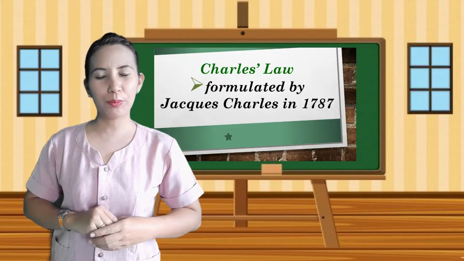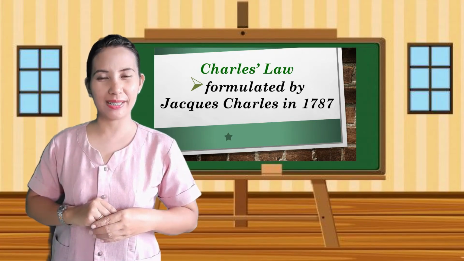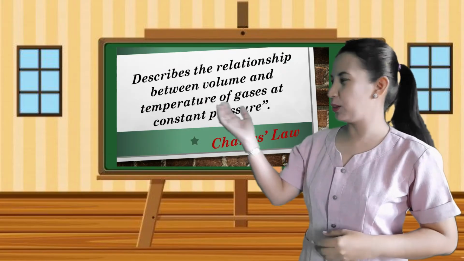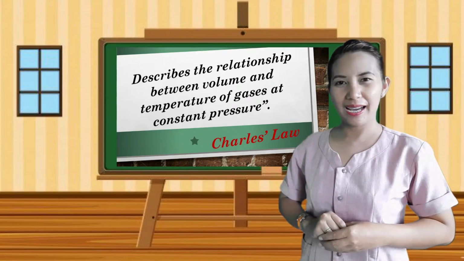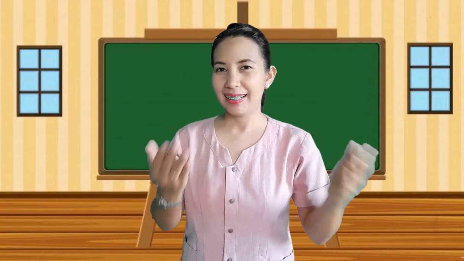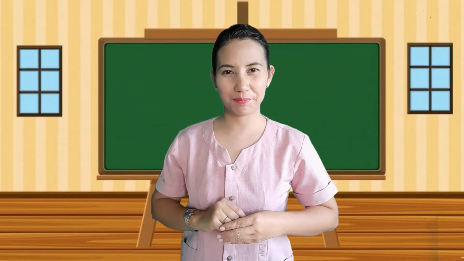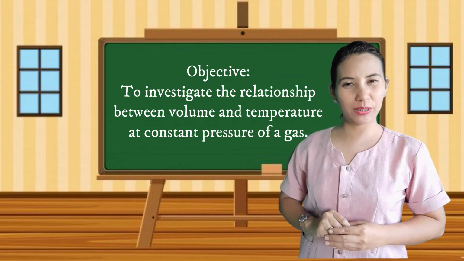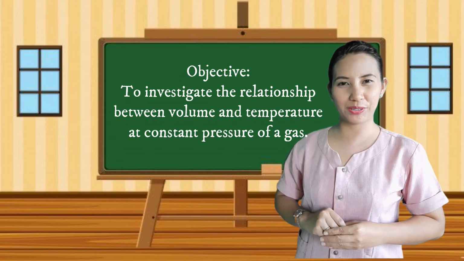This time, we will learn about Charles' law, which was formulated by French physicist Jacques Charles in 1787. Charles' law describes the relationship between volume and temperature of gases at constant pressure. Let us perform the activity called the triplet balloons to understand the concept of Charles' law. The objective of the activity is to investigate the relationship between volume and temperature at constant pressure of a gas.